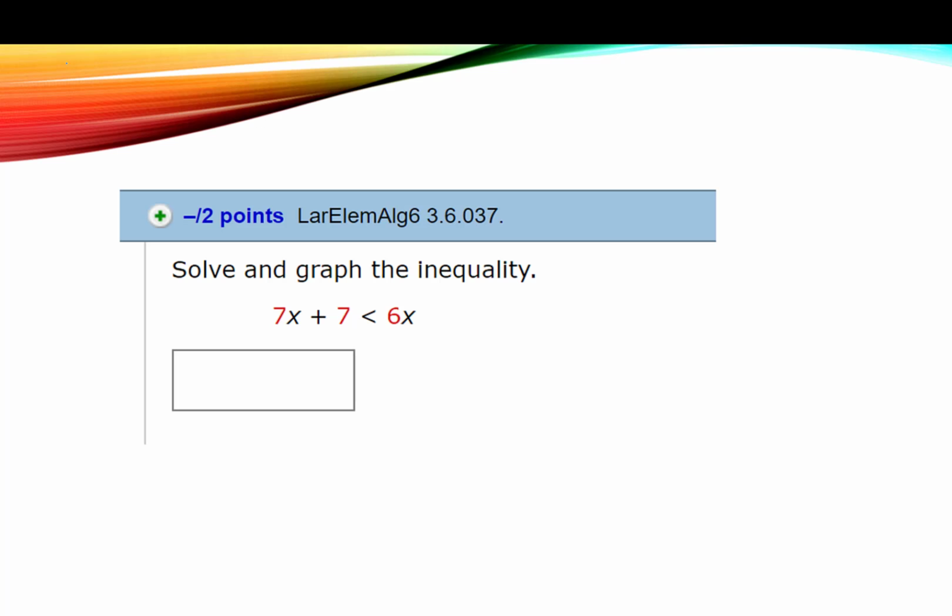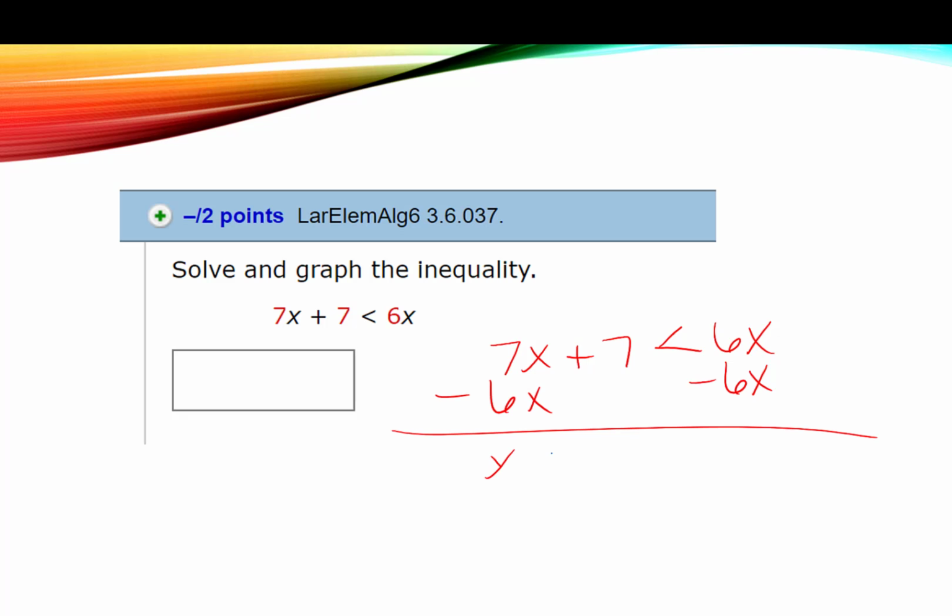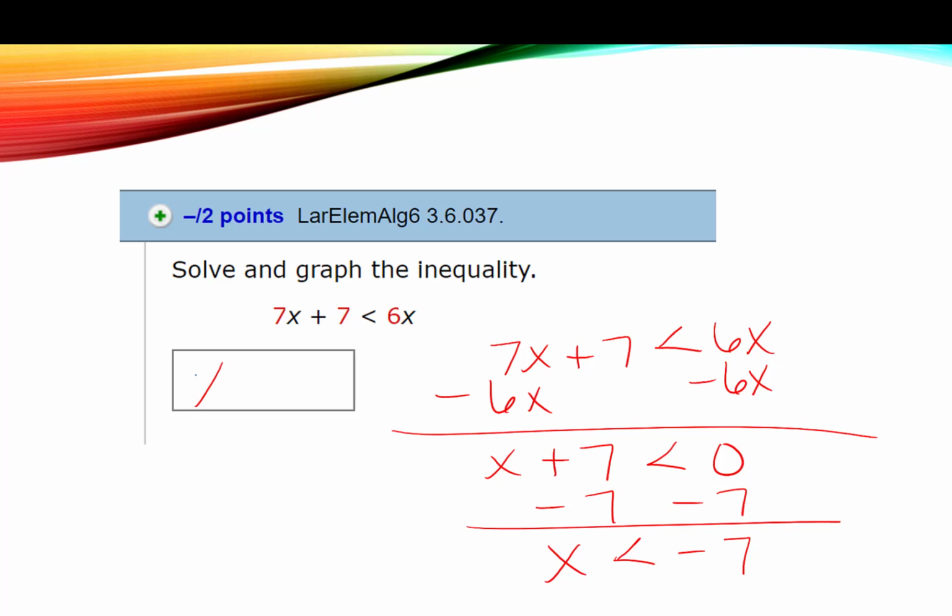This one says solve and graph the inequality of 7x plus 7 less than 6x. I like my variables to be on the left side, so I'm going to subtract the entire 6x. This will be x plus 7 less than 0. Subtract 7 from both sides. X is less than -7. That's the answer that you will put into the box, and then I'll show you how to graph this one as well.